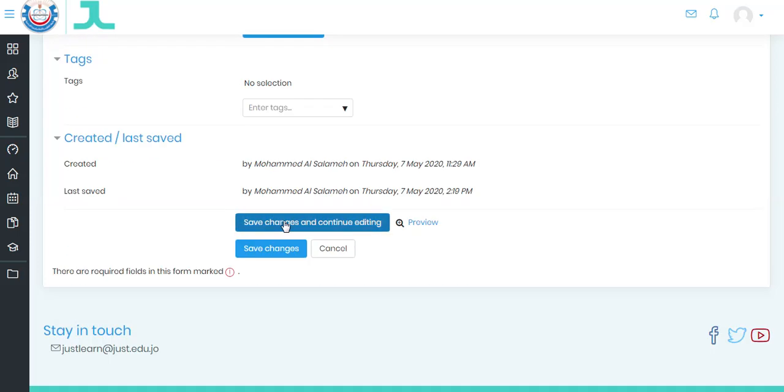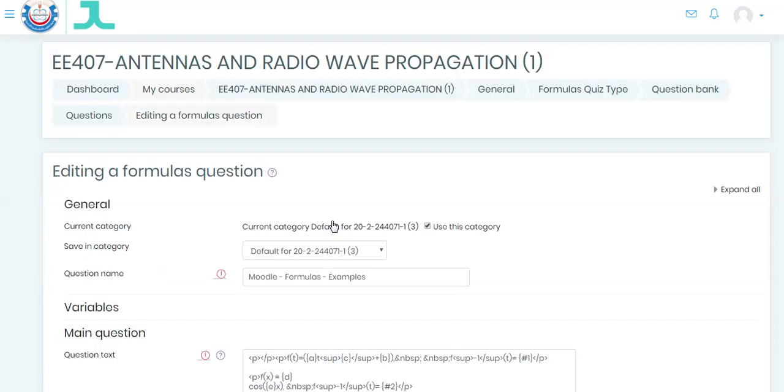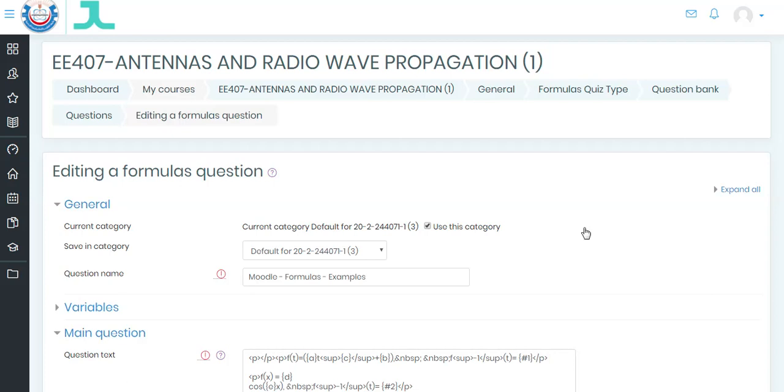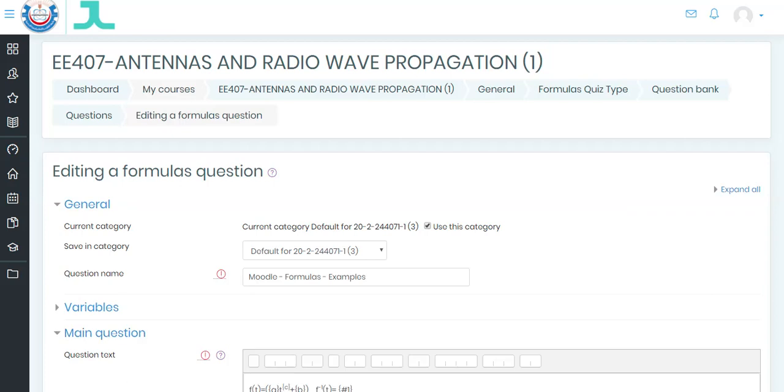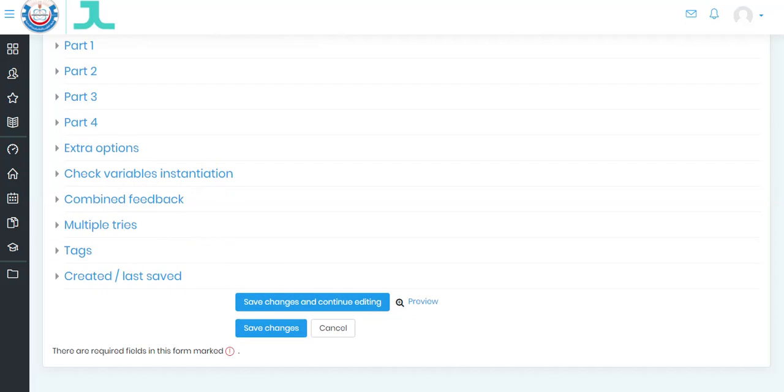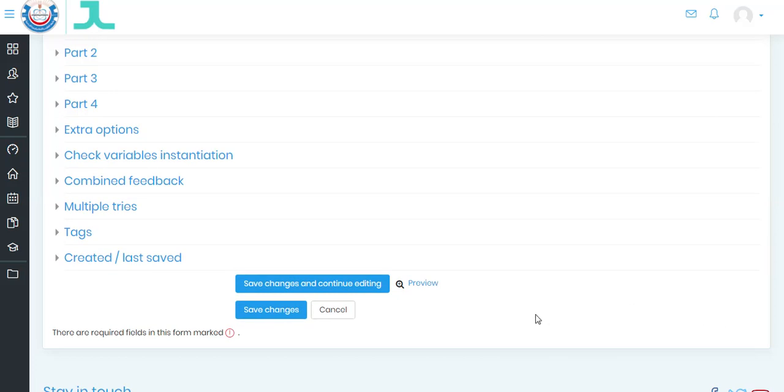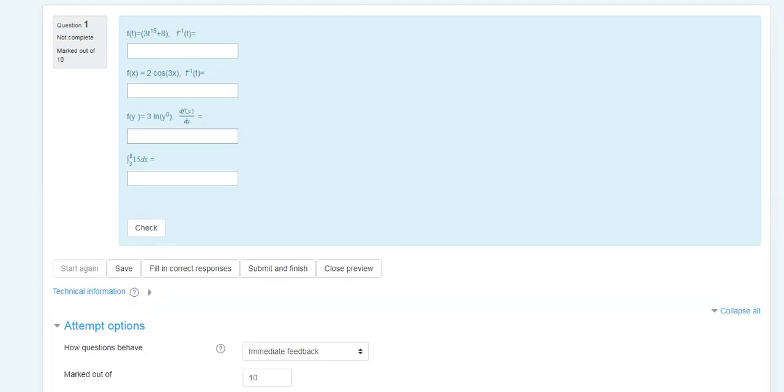Now we want to save the exam. You can save changes and continue editing, or save changes. Here you can choose any one of them. Now, as we mentioned before, when a student opens the exam, he will obtain a different problem. Now preview. The students will see this screen.